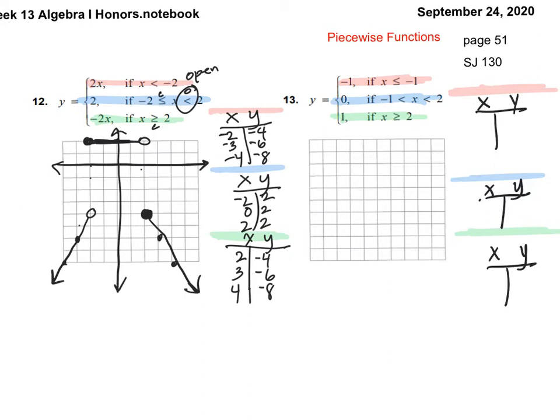Okay, so for the red function, less than or equal to -1. So -1, -2, -3, and this is going to be a closed circle. Both of these are going to be open, so between -1 and 2, -1, 0, and 2. And you can choose any numbers between -1 and 2. And both of those are open, I got to remember that. And then the next one for 2, 2, 3, 4, greater than or equal to 2. And that's going to be closed.